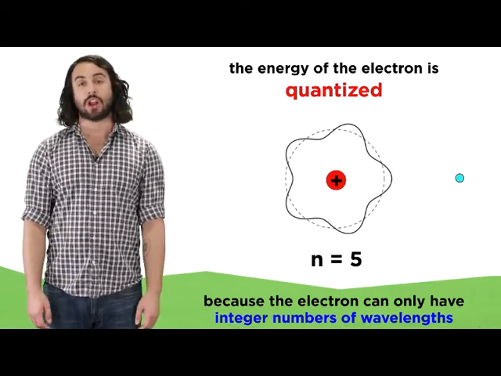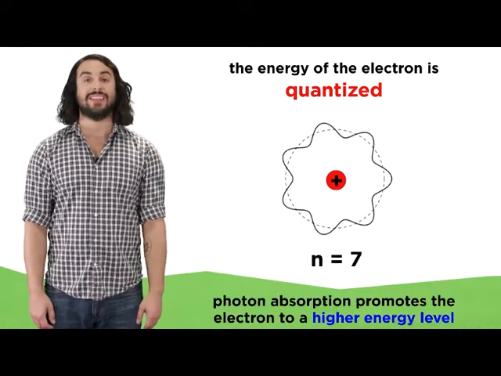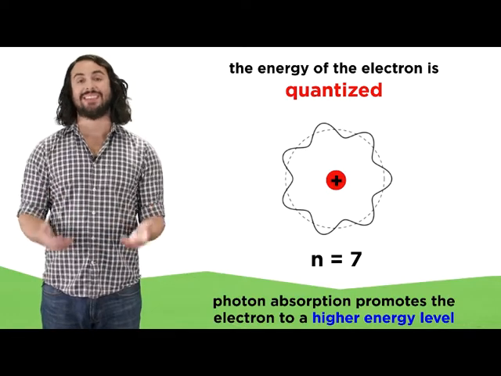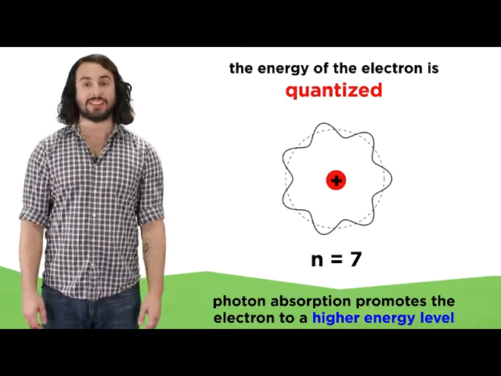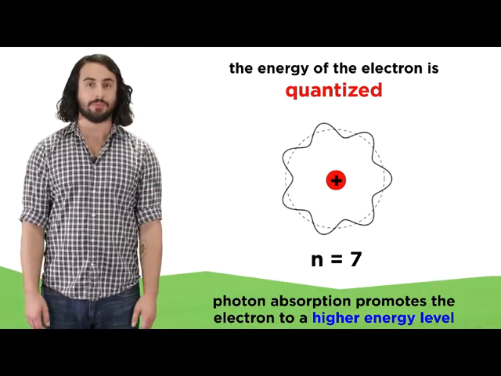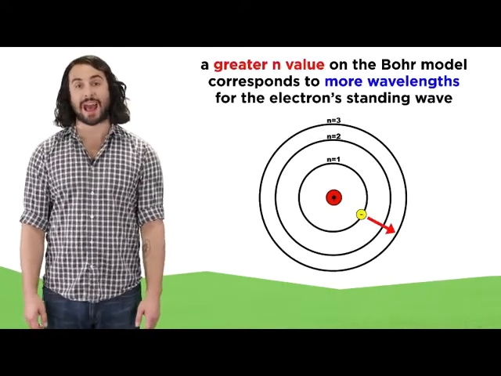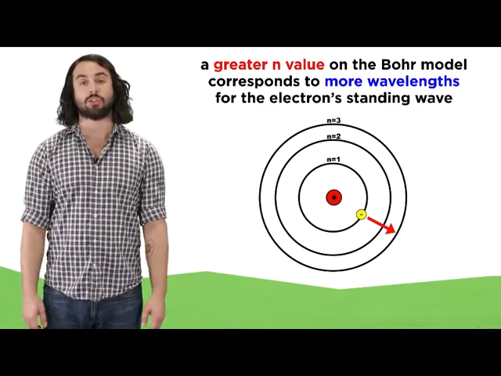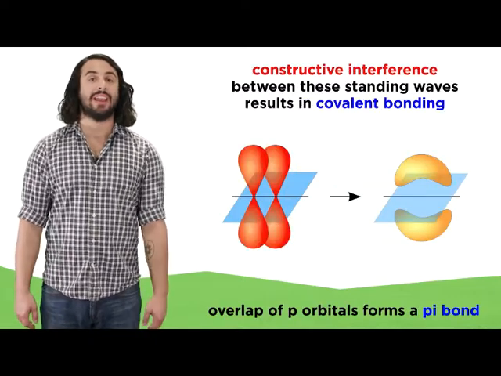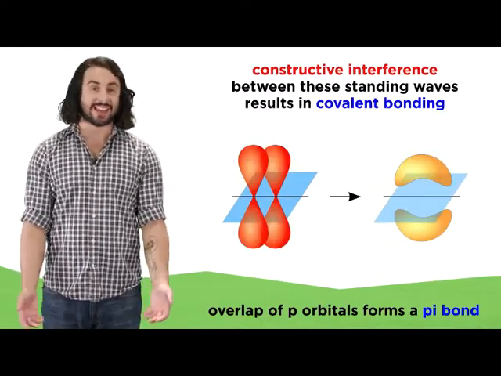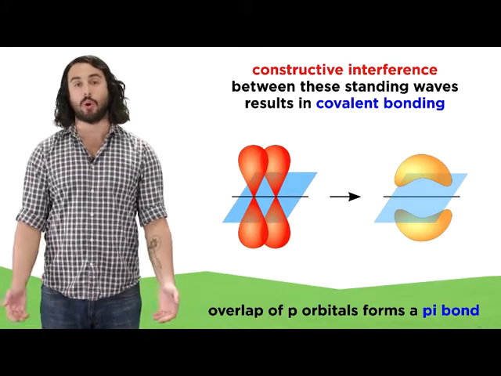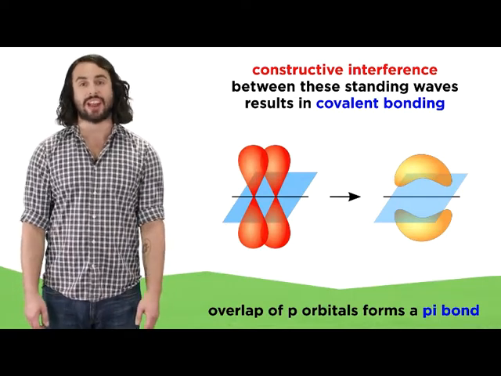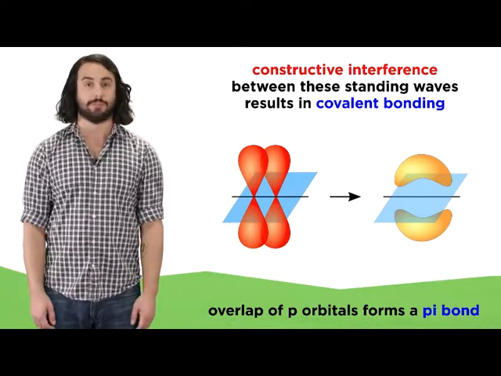When an electron is struck by a photon of a particular energy, this energy is absorbed, promoting the electron to a higher energy state and increasing the number of wavelengths contained within the standing wave. This is why the electron goes to inhabit a higher energy level, and this is what is fundamentally occurring during electron excitation. Furthermore, it is the constructive interference of these standing waves that explains how orbital overlap results in covalent bonding. So we can enjoy a little more clarity in our understanding of chemistry thanks to modern physics.